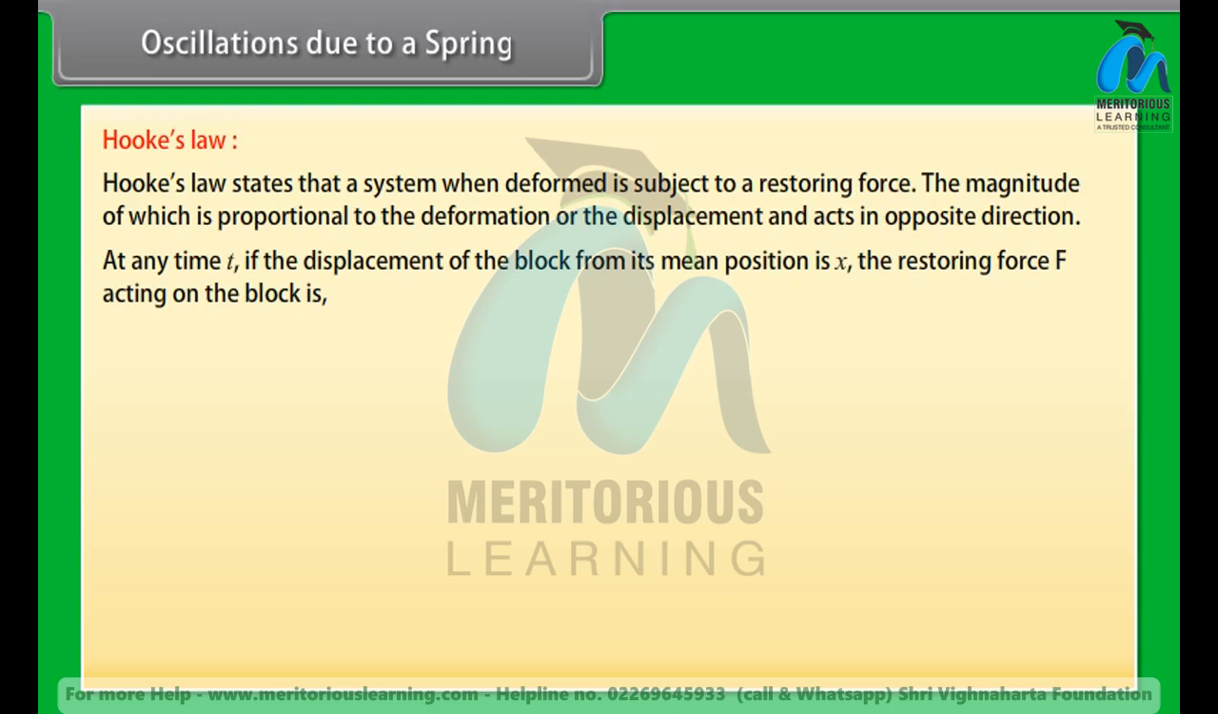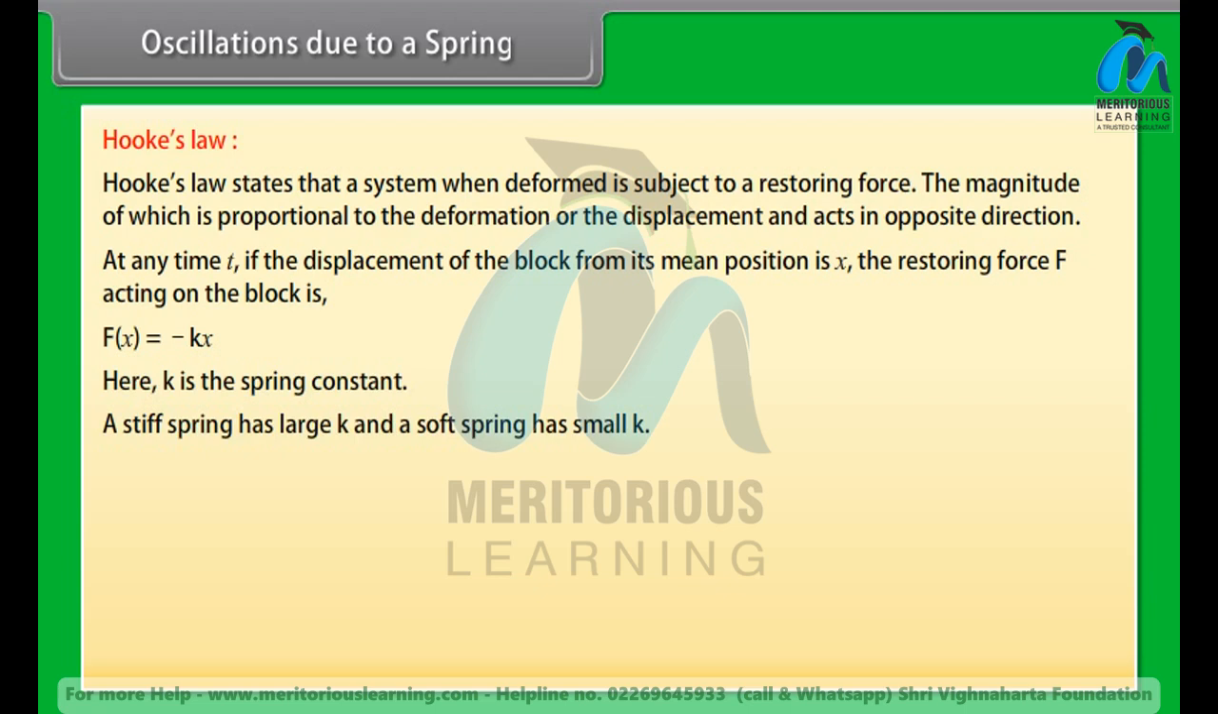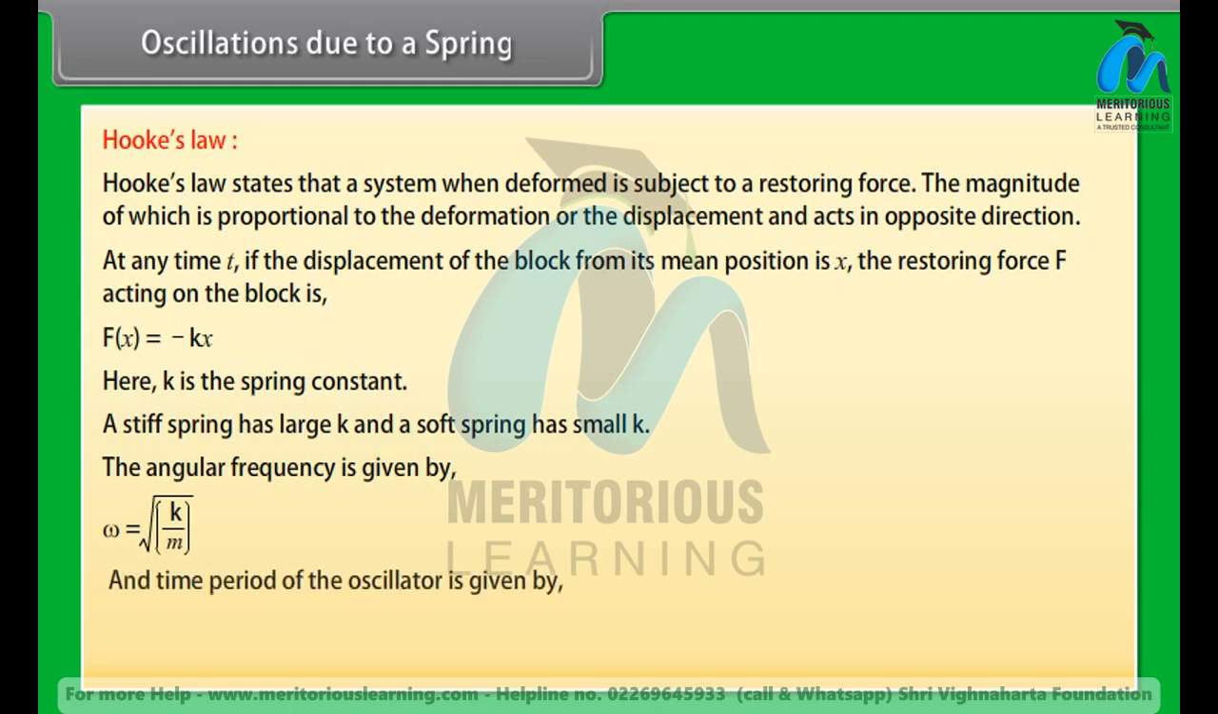At any time t, if the displacement of the block from its mean position is x, the restoring force F acting on the block is F(x) = -kx. Here, k is the spring constant. A stiff spring has large value of k and soft spring has small value of k. For this system, angular frequency is given by ω = √(k/m). And time period of the oscillator is given by T = 2π√(m/k).